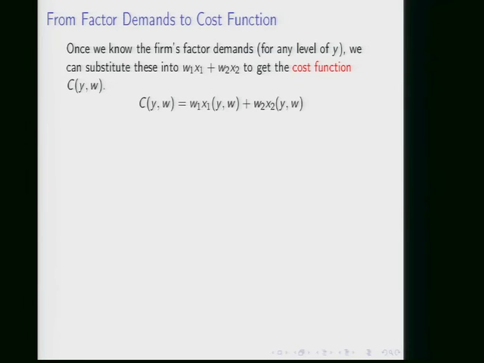This function here, since it only depends on these constant alphas, I'm going to give it a name. I'm going to call this little function h of alpha. But it's a constant. It just depends on the alphas. And so this is our cost. Let me write out that simplification. So c of y, w is equal to y over a. I'm going to write it this way: w1 to the alpha 1, w2 to the alpha 2, this whole thing to the 1 over alpha 1 plus alpha 2, times this constant h of alpha. And we're done. So this is the cost function for the Cobb-Douglas case.